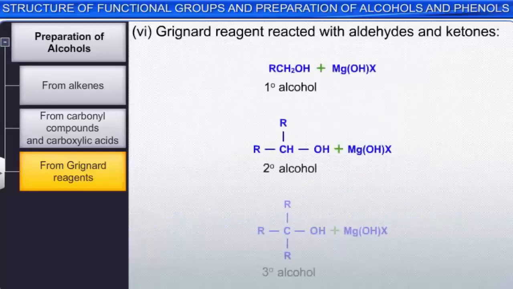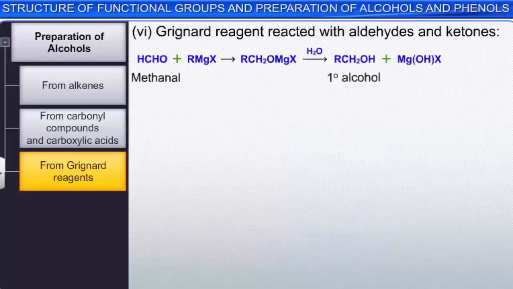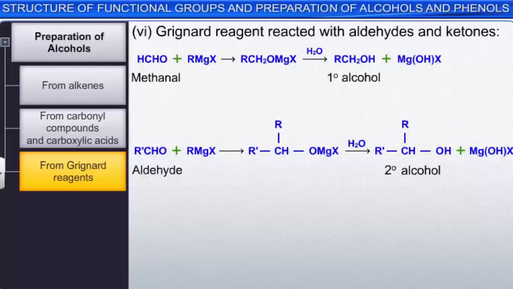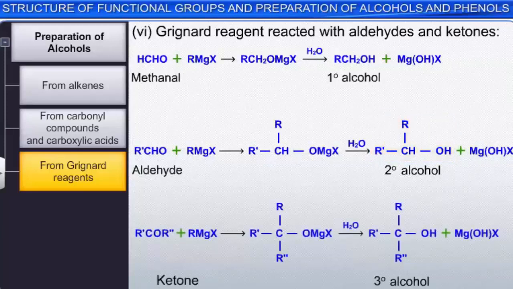Grignard reagents are useful in preparing a variety of different alcohols. When Grignard reagents are reacted with methanal, commonly known as formaldehyde, the reaction makes a primary alcohol with one more carbon than present in the R group of the Grignard reagent. When a Grignard reagent reacts with an aldehyde other than methanal, the reaction produces a secondary alcohol. The reaction of a Grignard reagent with a ketone produces a tertiary alcohol.